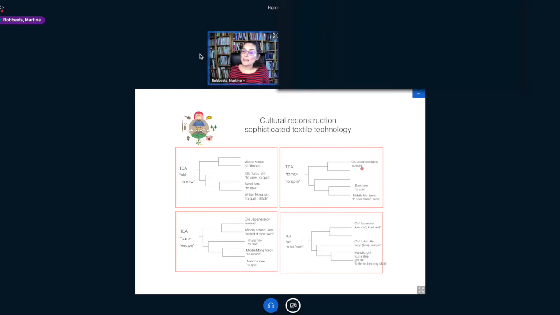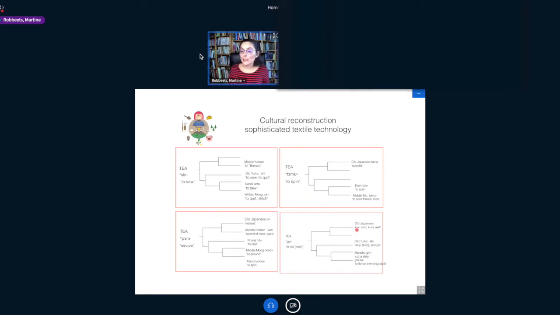In Old Japanese, there's also the word tsumu for spindle, and in Tungusic languages, here Evenki as an example, you have a verb tum, to spin, and also in Middle Mongolian you have tomu, to spin. These vowels and consonants correspond regularly according to the rules that we established on the basis of the basic vocabulary, and we can reconstruct tome, to spin, in Trans-Eurasian.